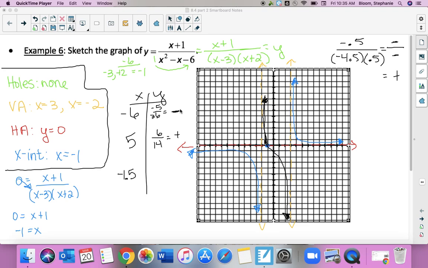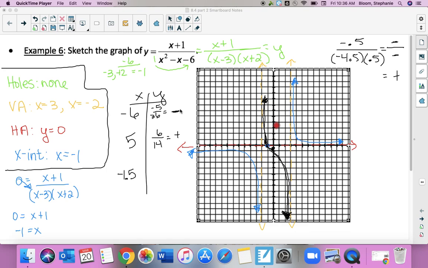Okay? And if you want to know where it actually crosses that y-axis, you could plug in a 0 for your x's. So if I do that, if I plug in a 0 for my x, I get a 1 on top. -3 times 2 is -6. So 1 over -6, 1 -6. So it's like somewhere right here. But again, I don't care about that as long as you know which way your curve is going.